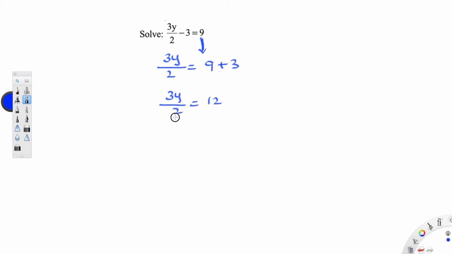Now 2 is in division, it will go as a multiplication on the other side. So you get 12 into 2. Now 3 into y is in multiplication, so it will go as a division on the other side. So you get 12 into 2 by 3. So this goes 4 times. So you get y is equal to 8.